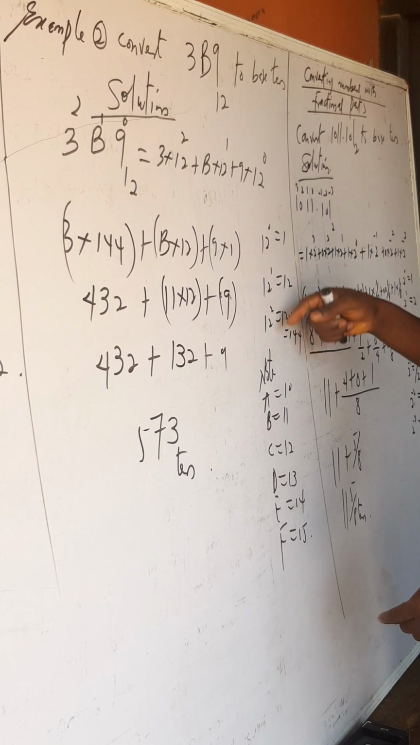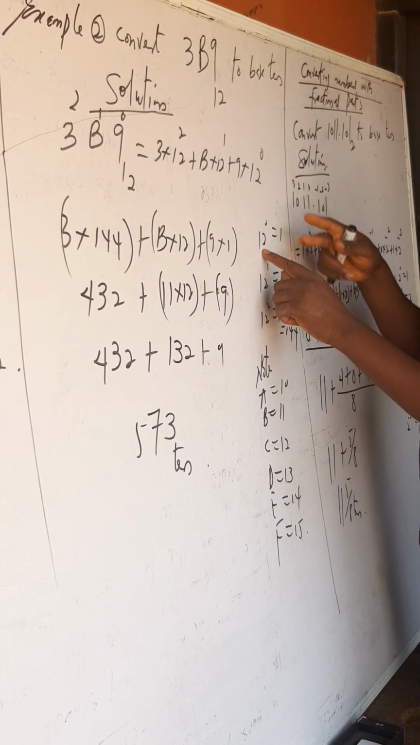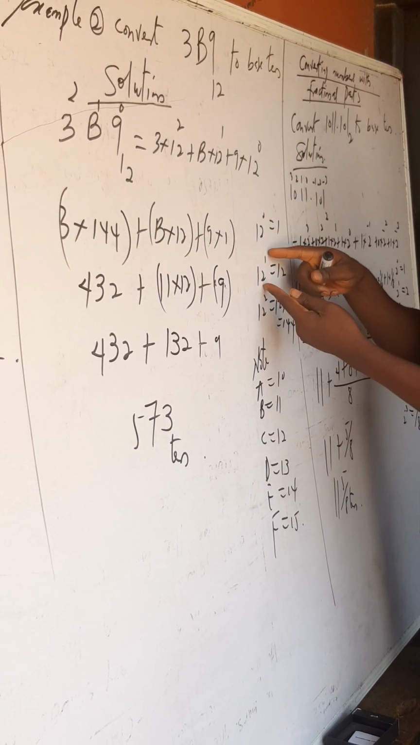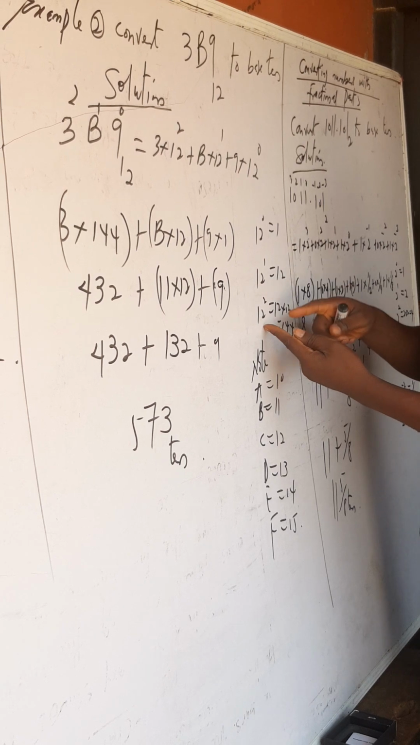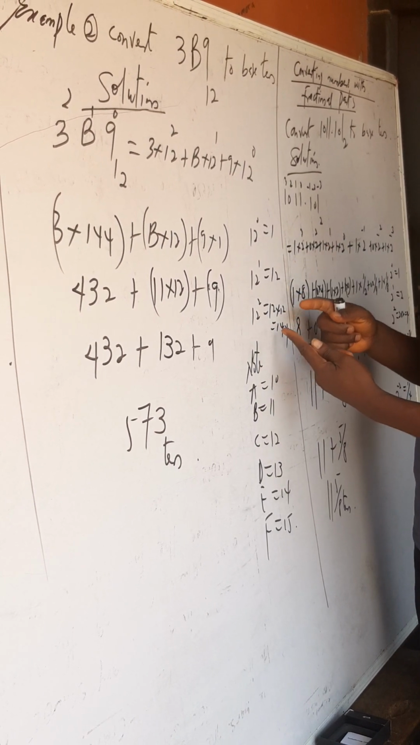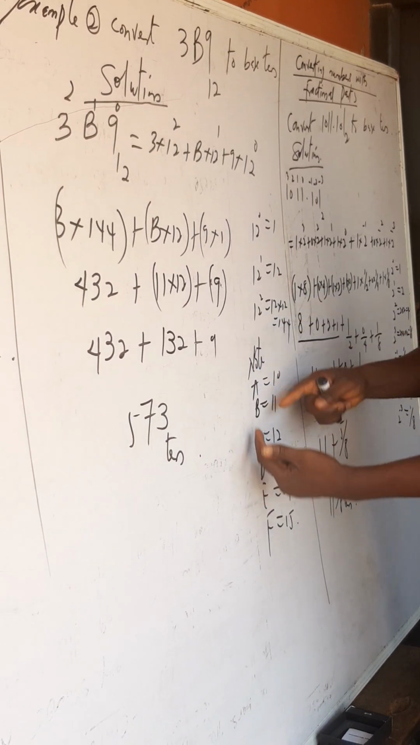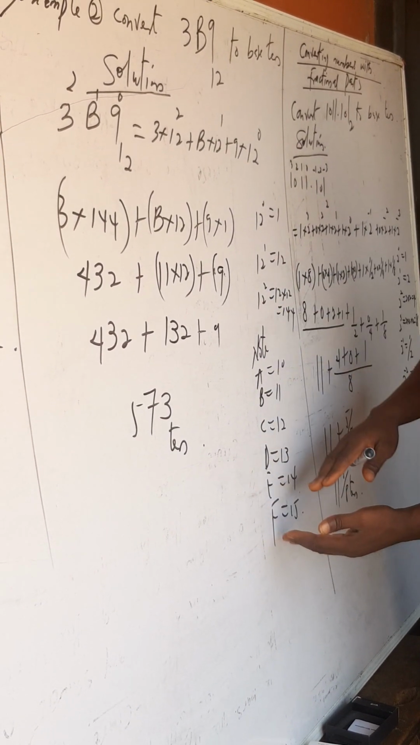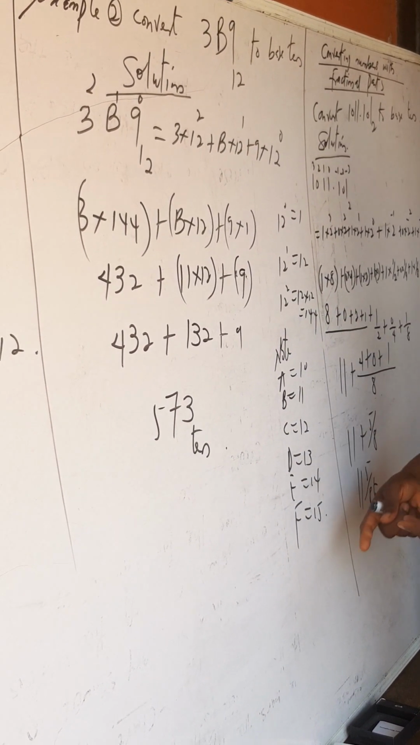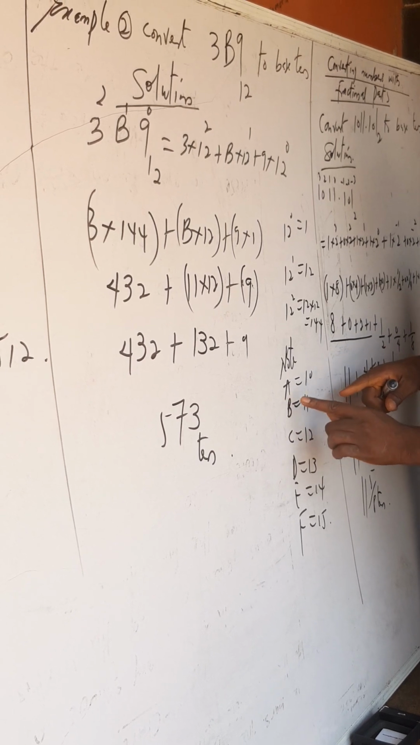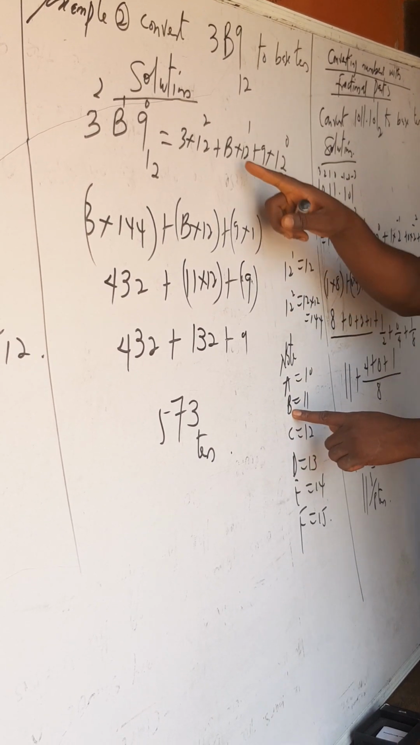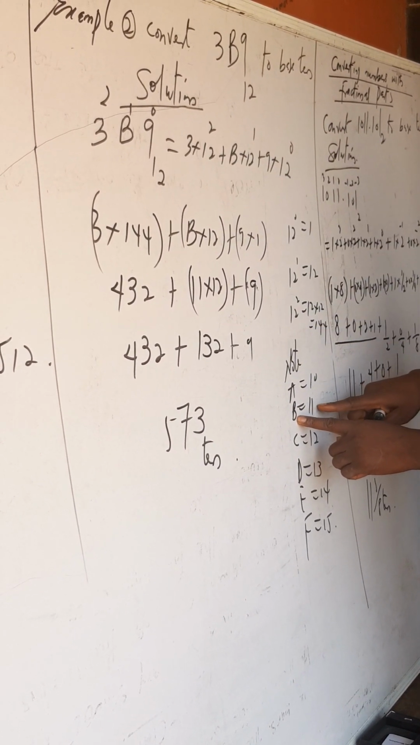On top of the base, like we arranged before, 12 raised to power 0 is 1. 12 raised to power 1 is 12. 12 raised to power 2 means 12 in 2 places, which is 12 times 12. That will give you 144. But note, in hexadecimal or any base that is bigger than 10, you must arrange the alphabet. A is equals to 10, B is equals to 11, and we have B there.